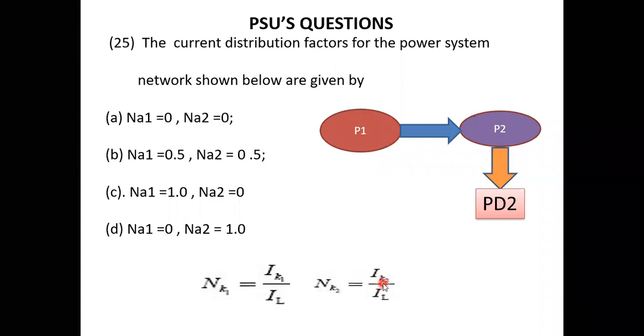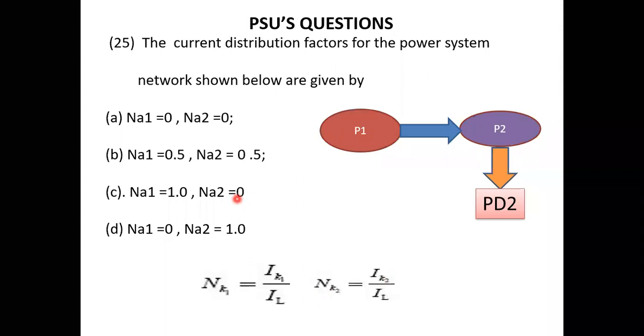Already I told you that IK2 is nothing but the current which is present in the transmission network, which is present in between power plant 2 to the load. Here, no transmission line, so no current. No current means IK2 is equal to 0. So once IK2 equals 0, then what about the NK2 value? It is nothing but 0.